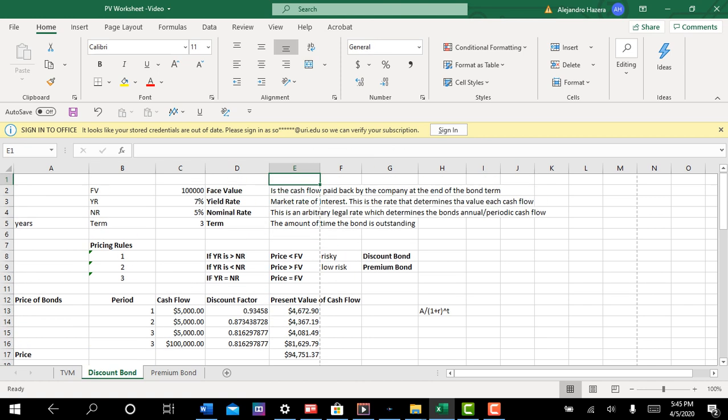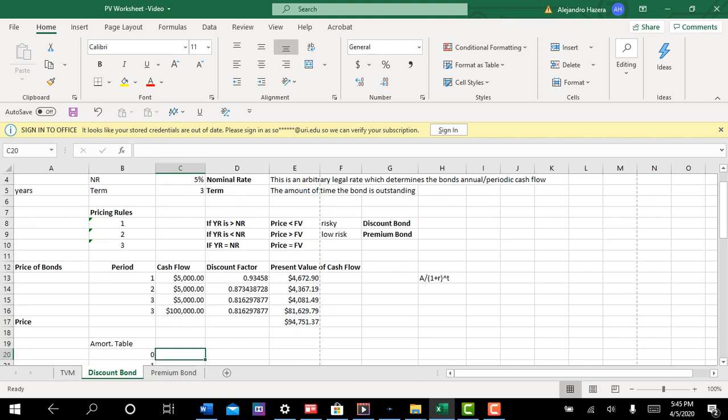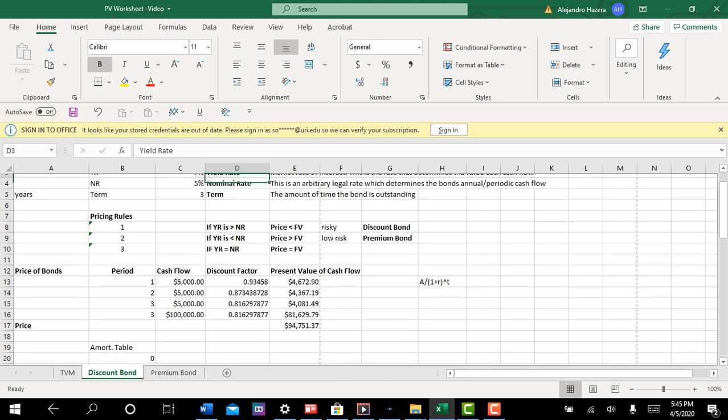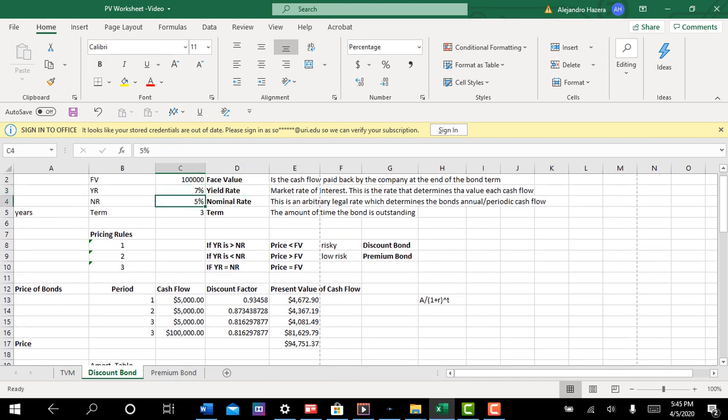So even though you wanted $100,000 for this bond, because you're a high risk, your yield rate is higher than the nominal rate, which makes you a high risk, the market is only going to give you $94.7 thousand for the bond. And this is a discount bond. Notice that the yield rate was 7%, the nominal rate was 5%, and the price of the bond, which is 94,000.7, is less than the face value. So the rule held true, and this is a discount bond. Okay, so that is the price of the bond right there.